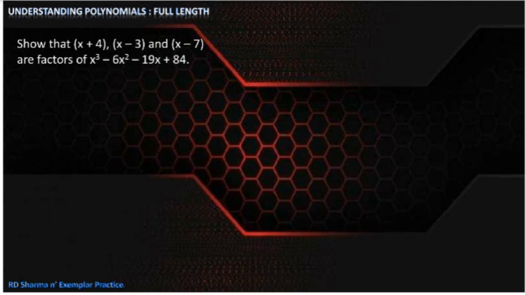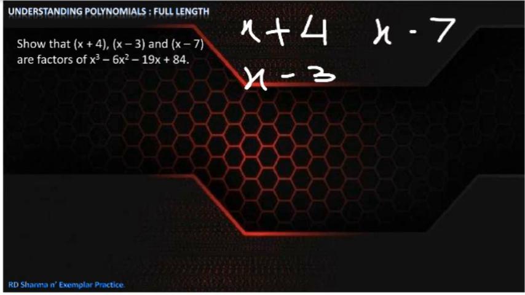Now this question is a type of question that deals with remainder theorem. Here you are given to show that x plus 4, x minus 3 and x minus 7 are factors of x cube minus 6x squared minus 19x plus 84. So let us first try if x plus 4 is to be shown as a factor.